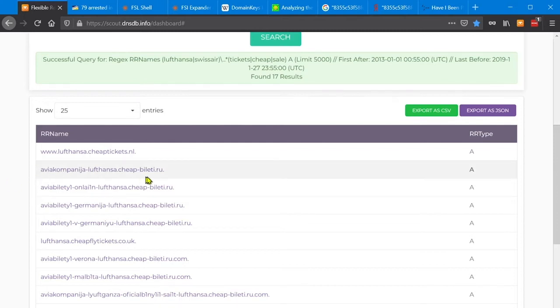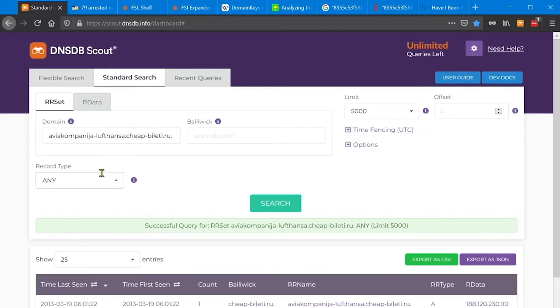Another one is in .ru. It says Aviacompagnia Lufthansa cheap bileti.ru. What it says is airline Lufthansa cheap tickets.ru. It could be one of the candidates for investigation, or the second one, and so on. Let's click on this one.